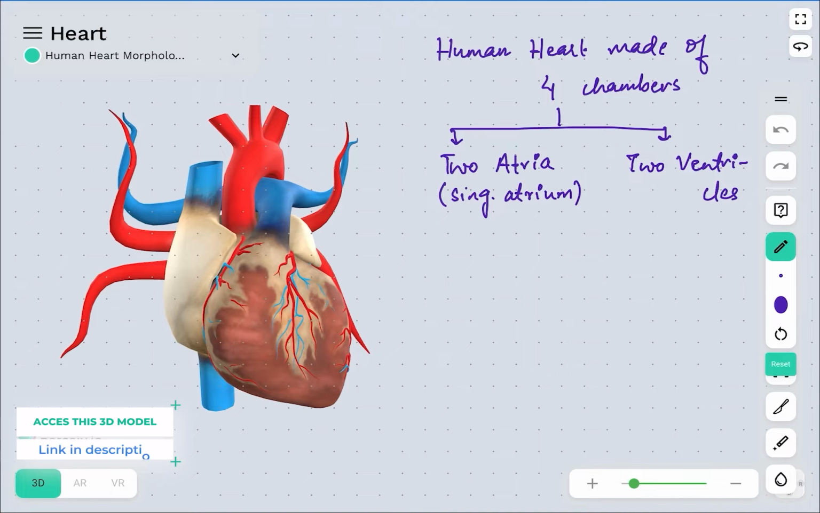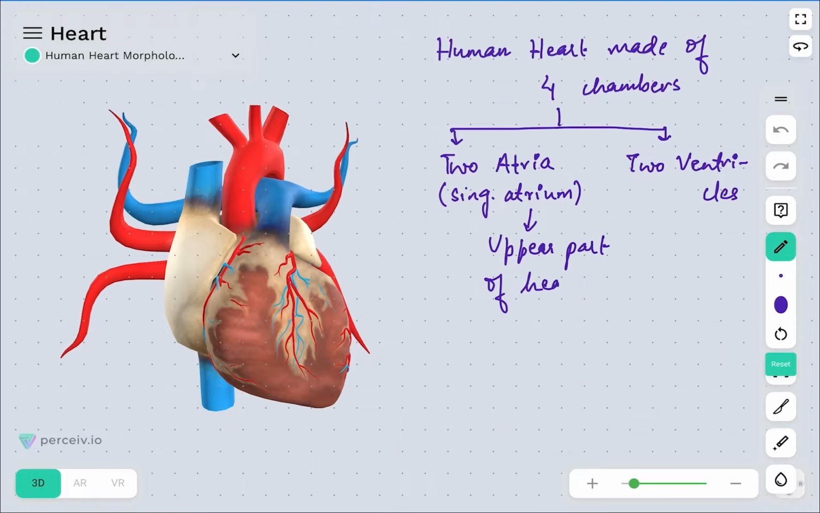All right. Now the atria are located on the upper part of the heart, and the ventricles are located on the lower part of the heart. So we will be seeing all the locations of these chambers in the model via labelings also. All right. So this is the case.